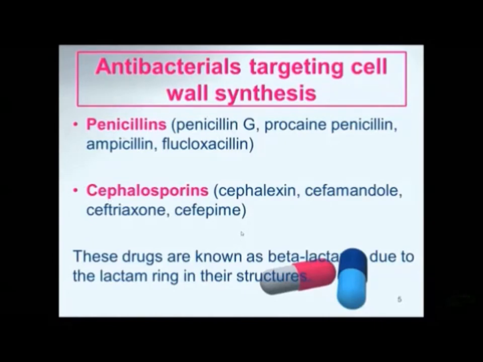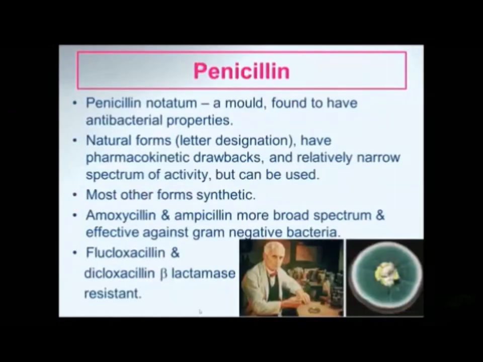Both are beta-lactam groups of drugs, because they have that lactam ring, or actually that lactam square in their structures. That means, therefore, if a bacterium develops resistance to these drugs by making beta-lactamase, then you will get resistance to both penicillins and cephalosporins across the board. That bacteria will be resistant to all of those drugs.